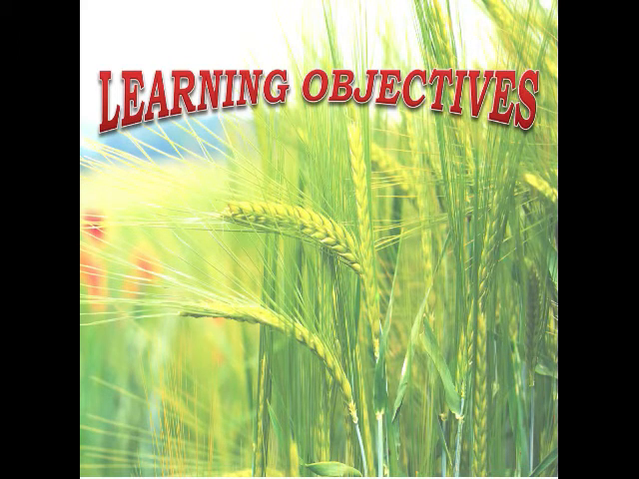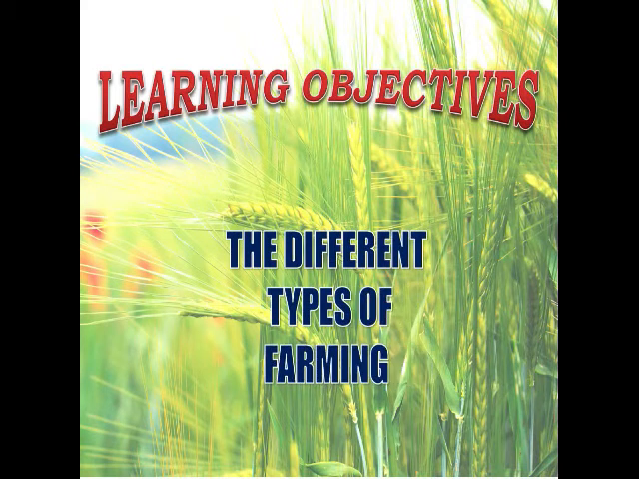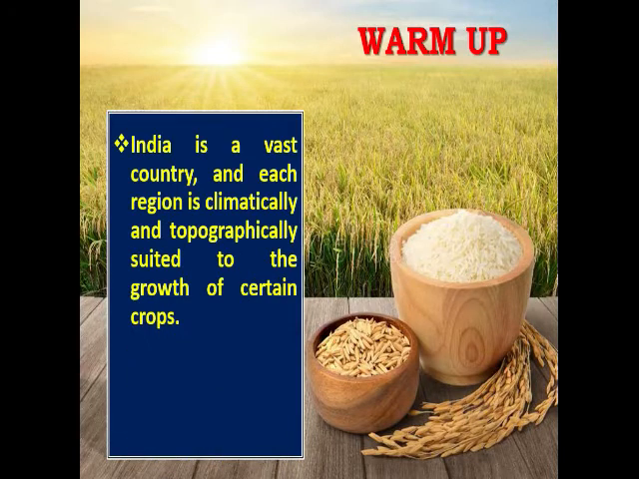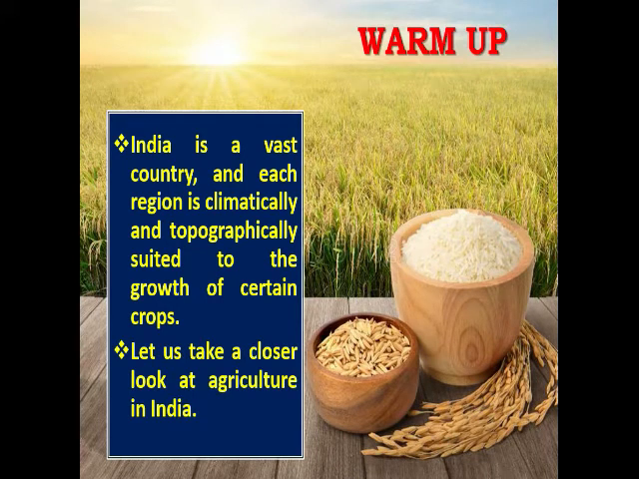So what are the learning objectives? We are going to learn from this chapter, children, the different types of farming. So let's start our topic. It's a small warm up for you, children. India is a vast country and each region is climatically and topographically suited to the growth of certain crops. So let us take a closer look at agriculture in India.